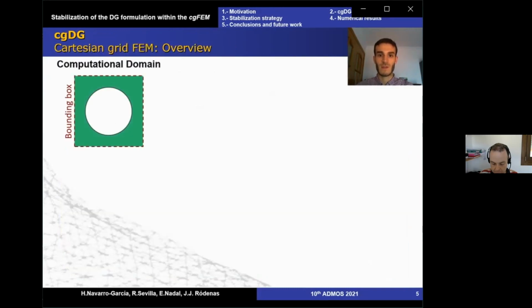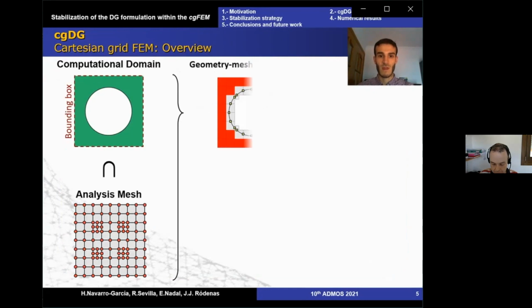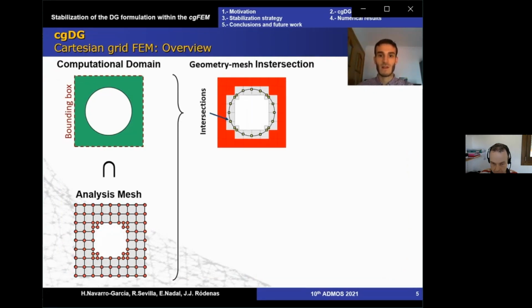The input of the mesh generation process in CGFEM is the computational domain. The first step is to embed it in an easy-to-mesh square domain called bounding box. Next, we obtain a preliminary mesh by splitting the bounding box into a set of smaller square subdomains through an iterative process. Then we intersect the mesh and the geometry. The elements that completely lie outside the computational domain are removed.